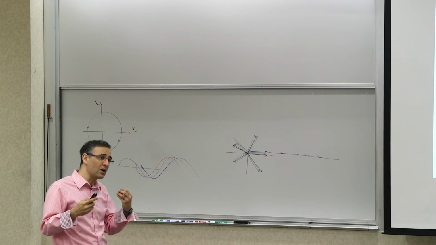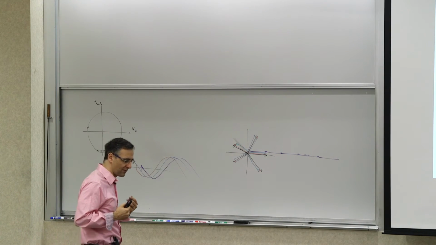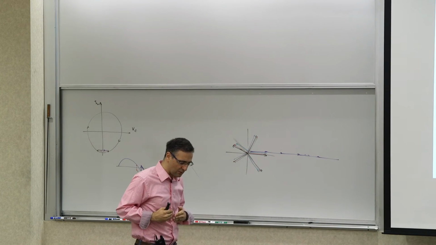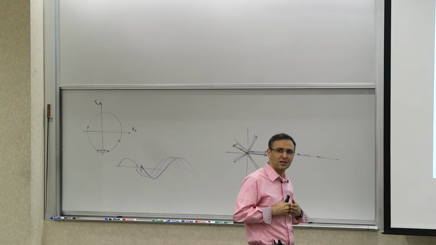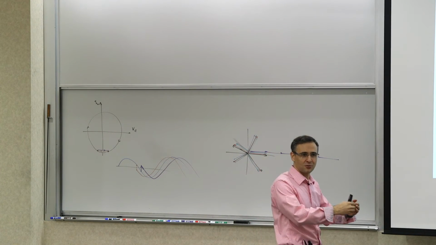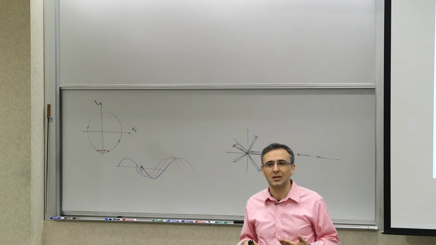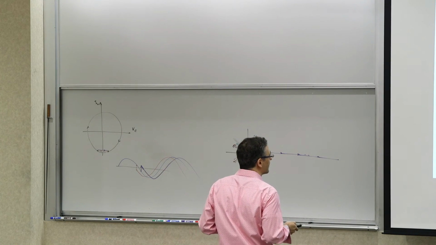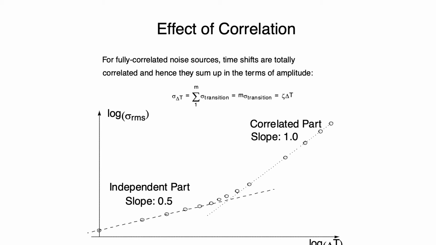Now, if you had a correlated component, what happens? If you have a correlated component, it means that if the shift is forward a little bit the first time I go through the first transition, the second transition is also doing the same shift in the same direction, and so on and so forth. So there's correlation. Now you will add them in amplitude, so you expect the standard deviation to grow linearly, which is exactly why you get these two regions of operation. So this is the independent part, growing with a slope of 0.5 in the logarithm plot, and the correlated part that grows linearly.